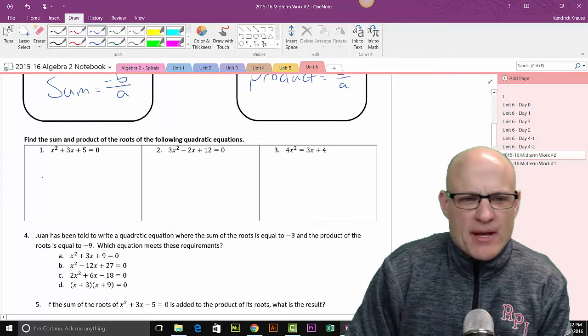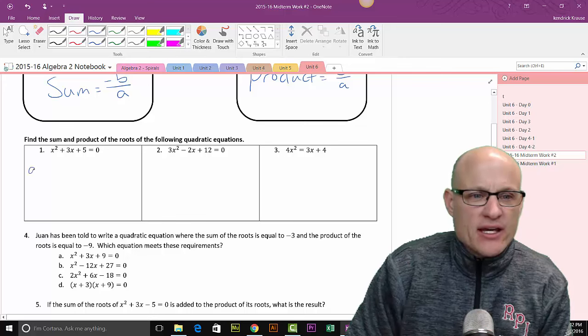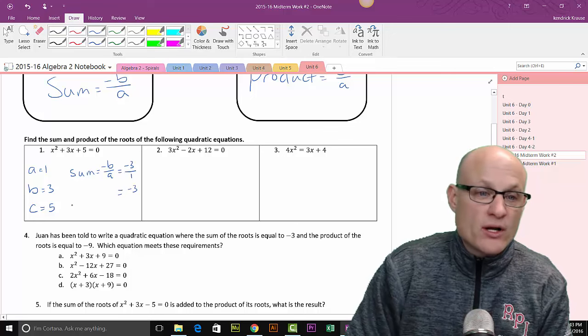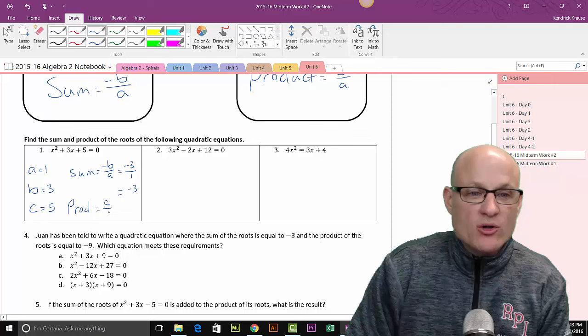In order to do these first couple, I'm actually going to talk to you about what a is. In this case, a is equal to 1. B is equal to 3, and C is equal to 5. So if I wanted the sum of the roots, I know my formula is negative b over a, so that would be negative 3 over 1, which is really just equal to negative 3. If I wanted the product of the roots, I would remember that the formula is c over a, or 5 over 1, which is just equal to 5.